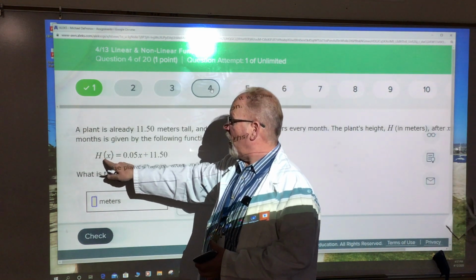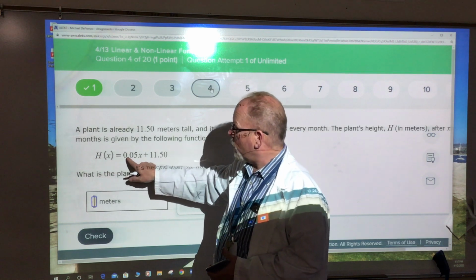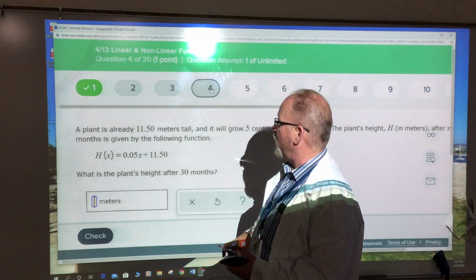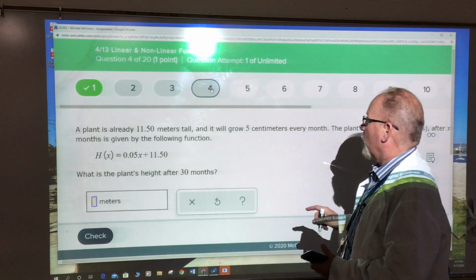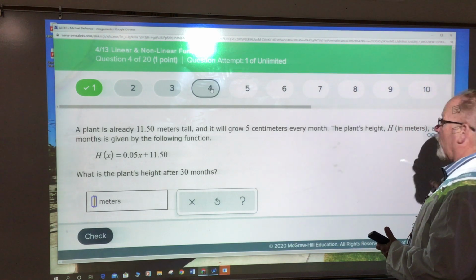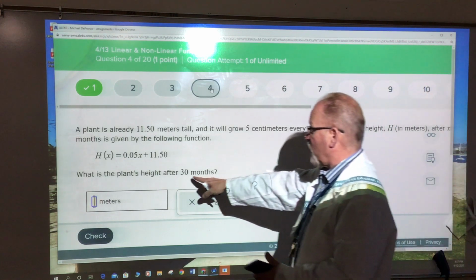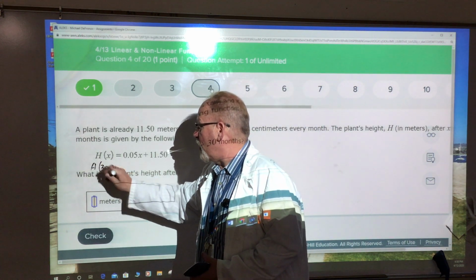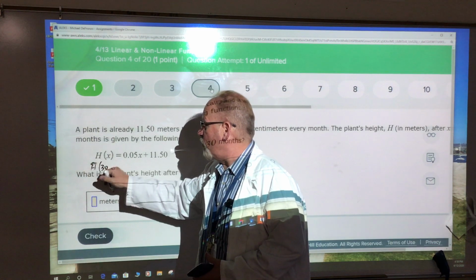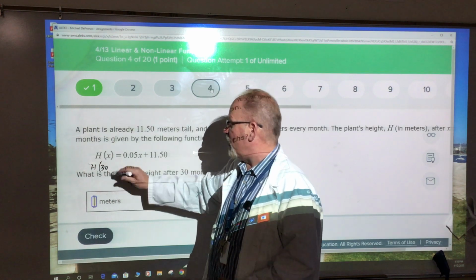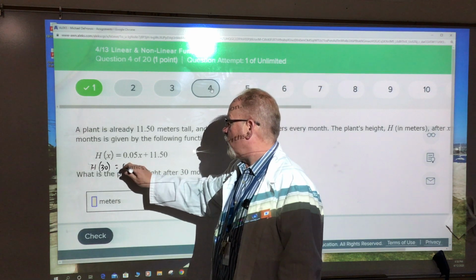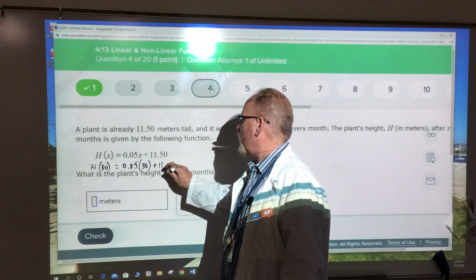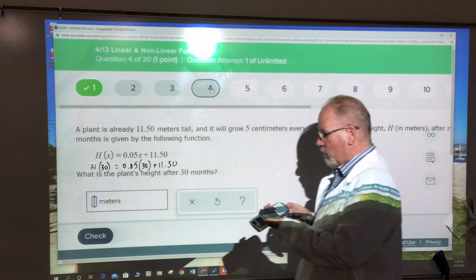The height for some number of months equals 0.05 times that number of months plus 1150. Okay? What is the plant's height after 30 months? So the height at 30 months, and I'm writing this down because this is the language that you're going to need to know. H of 30 equals 0.05 times 30 plus 1150. Okay, so now put it in your calculator.